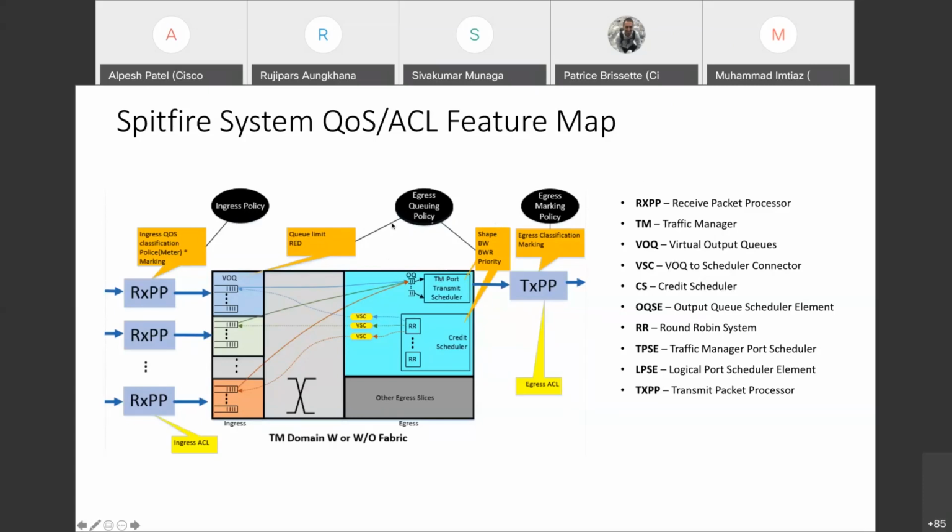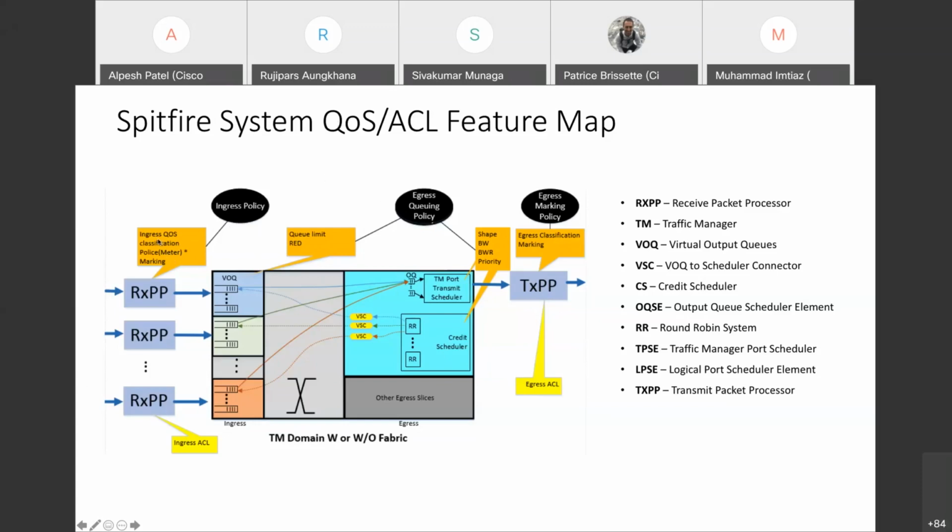Thanks. Okay, so if you configure the queue limit, that happens when the packet is within the VOQ. And if we have an egress queuing policy, which means that either we are doing the shaping or bandwidth remaining ratio or the priority, that happens on the egress side. And if we have any egress classification or egress marking, that comes into the picture when the packet is in TXPP, or any egress ACL. If we configure that, it takes effect in TXPP. So this diagram tells you what happens where.